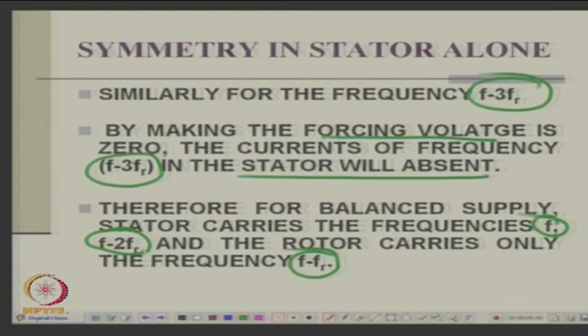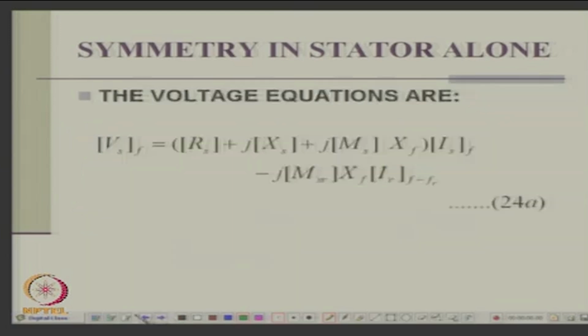So, you have to write only 3 equations. What are the 3 equations? You have VSf, Rs plus jXs plus MsXf, Isf, then the only other frequency is f minus fr, there is no f plus fr. So, MSR Xf into IR at f minus fr, that is what you have.